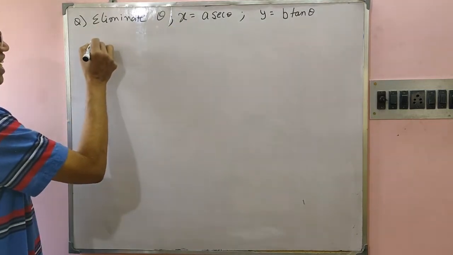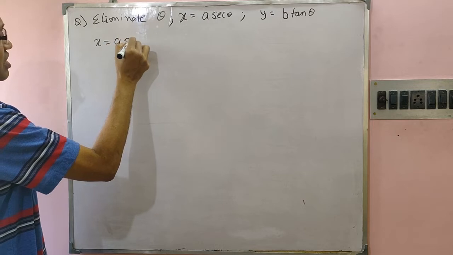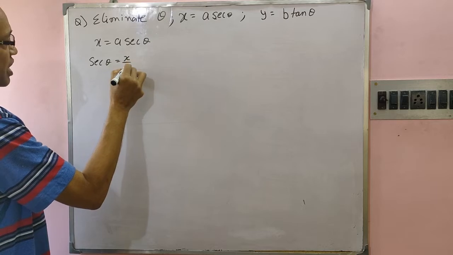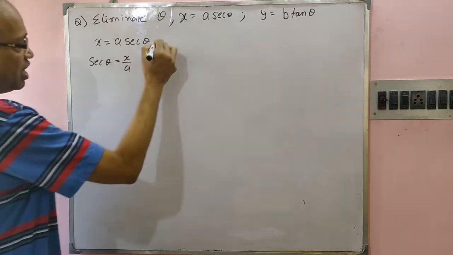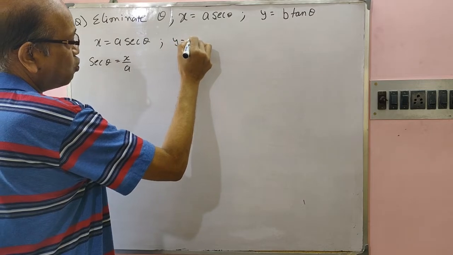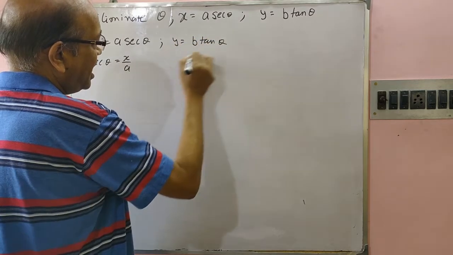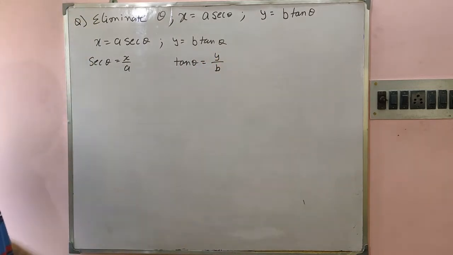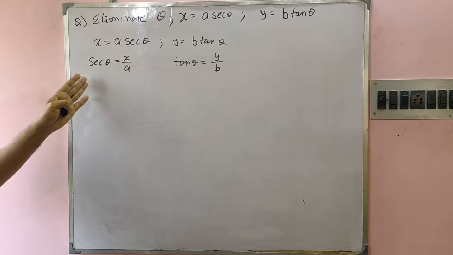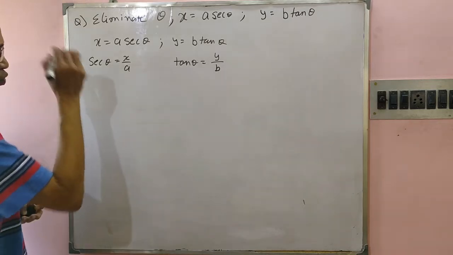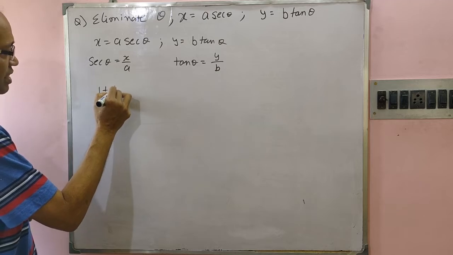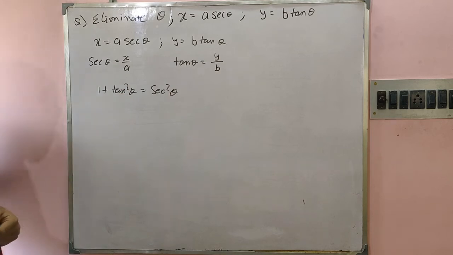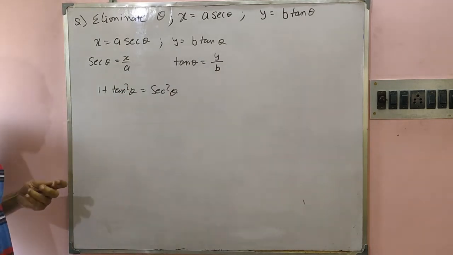From here, x equals a secant theta. We know that secant theta is equal to x by a. Yes, secant theta will be x by a. From here, y equals b tan theta, and tan theta is y by b. Now we have to eliminate theta. That means there will be no theta. How can we eliminate? We know that 1 plus tan square theta is equal to secant square theta. Yes, from the trigonometrical identity formulas.